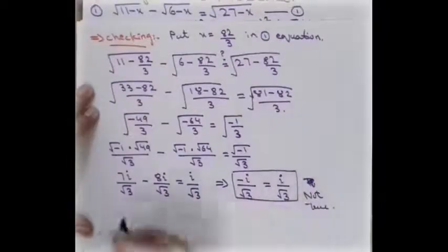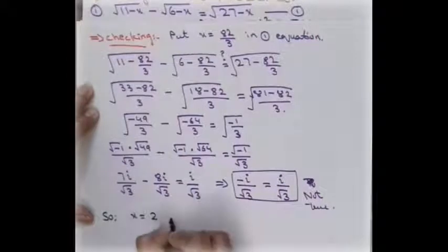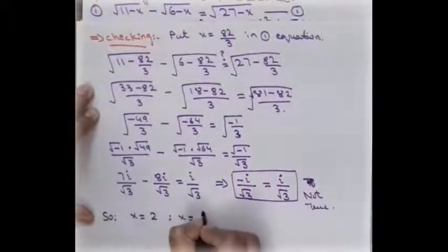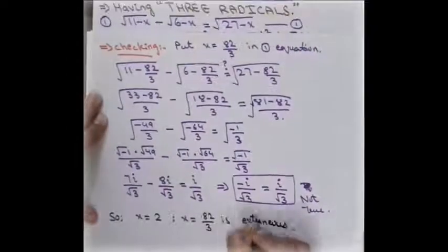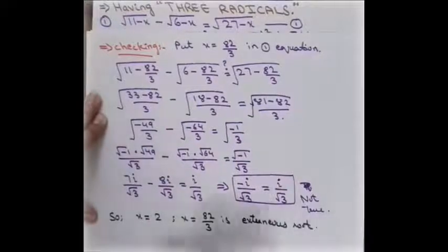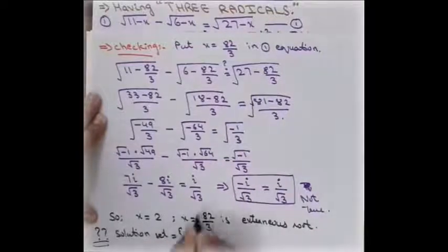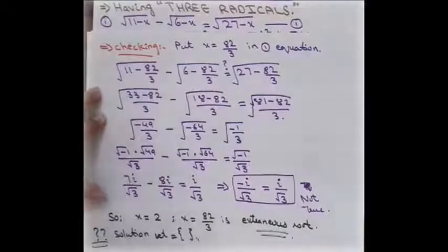So from these two roots, we conclude that x equals 2 and x equals 82 over 3 are extraneous roots. So the main question is, what is the solution set? The solution set in this case is the empty set, because these two roots are extraneous roots, so the solution set is empty.